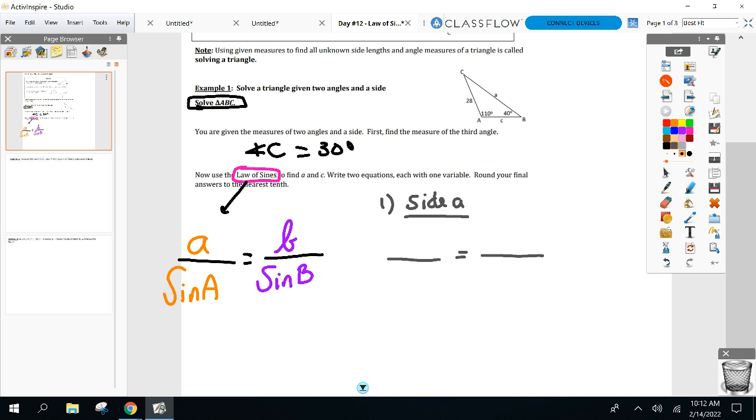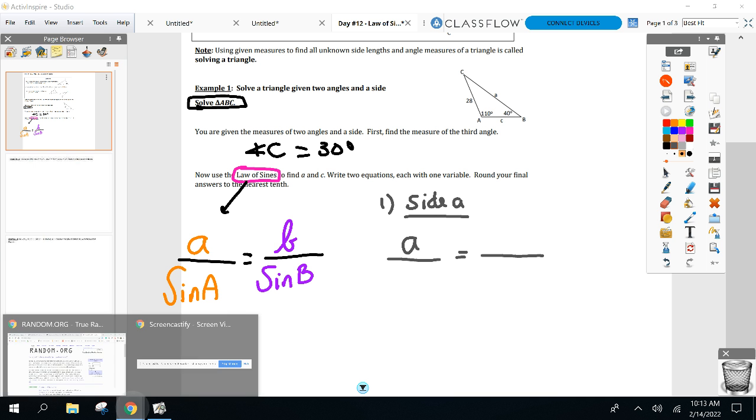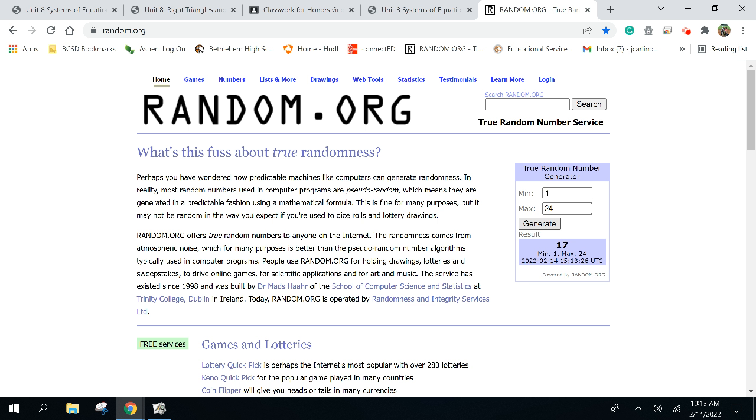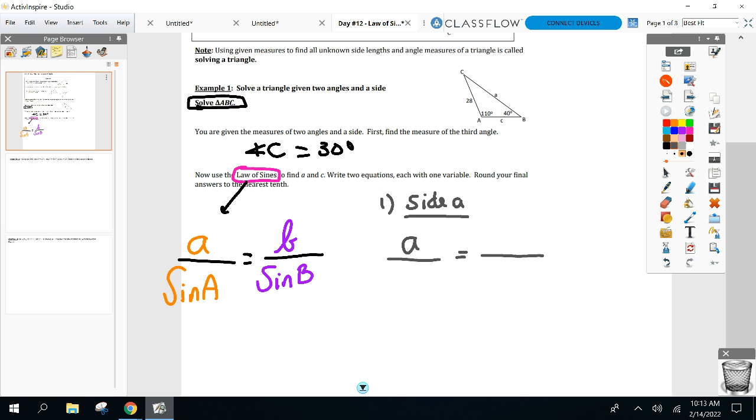So let's start it off with side a, the side George wants us to find. What should I be putting that over? The sine of, what's the angle across from a? What's the angle across from side a in my diagram? 110. 110, but I don't put 110. What's the formula say? Sine of 110, which I can get from my calculator in a minute. All good there. See how that worked?